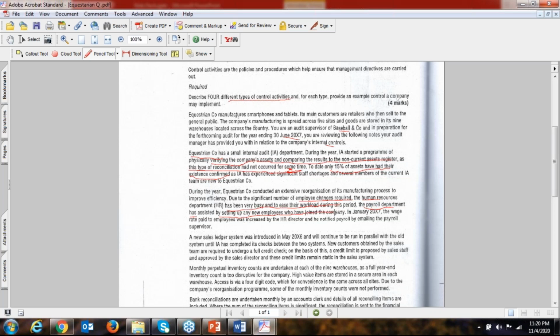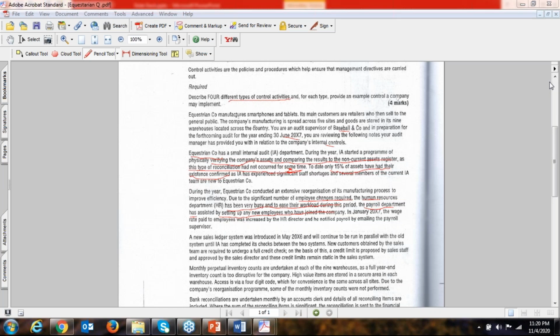Due to this, the payroll department has assisted by setting up new employees who have joined the company. So this is the deficiency. And why is it a deficiency? Because there is a lack of segregation of duties. Very good, Hamza. It is a lack of segregation of duties.